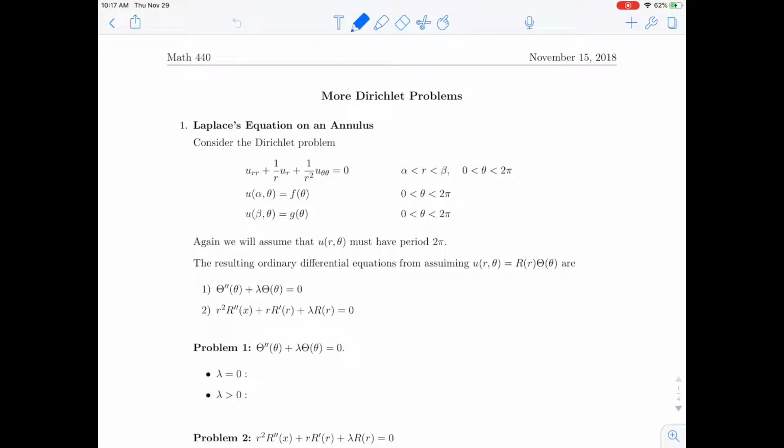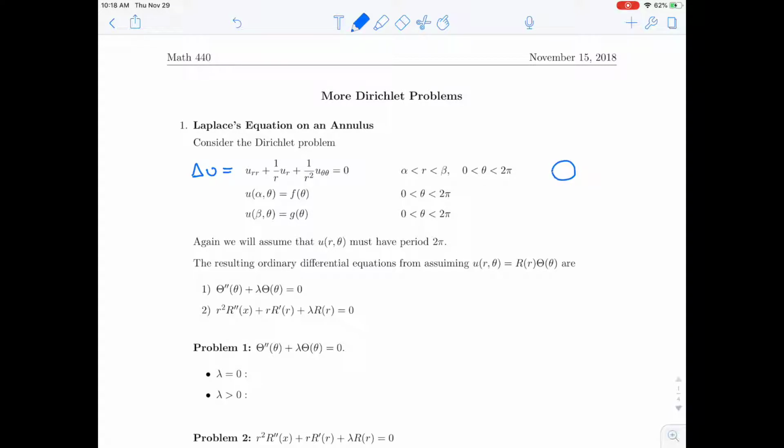Today I'm going to work through a few more Dirichlet problems in polar coordinates. So we're going to have the same equation that we were working with before, that the Laplacian of u, which in polar coordinates is u sub rr plus 1 over r u sub r plus 1 over r squared u sub theta theta equals 0. But instead of a circular domain, we will be looking at an annulus.